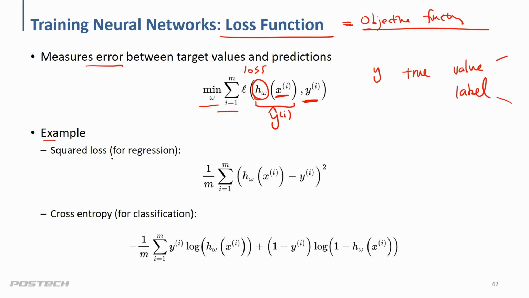So I want to minimize that for the entire data set. For example, for regression problems, probably the square loss will be the common choice. For classification, like I mentioned several times, with logistic regression or the softmax, I'm going to use the cross entropy. I hope you guys remember this.